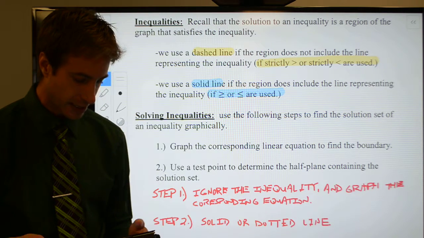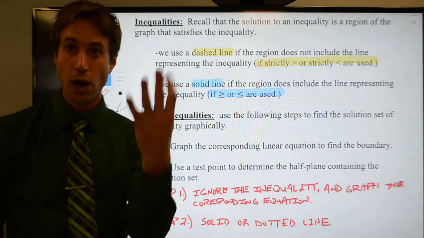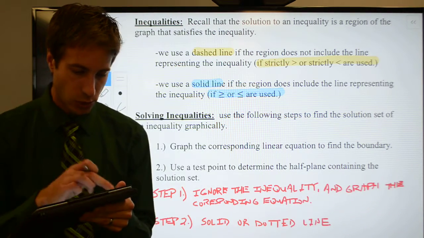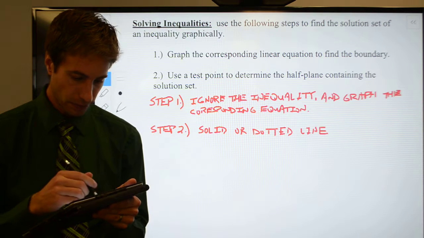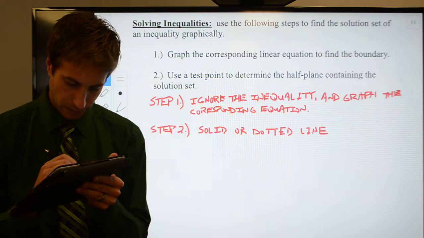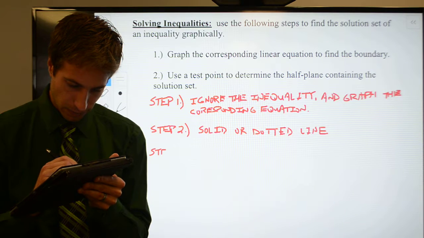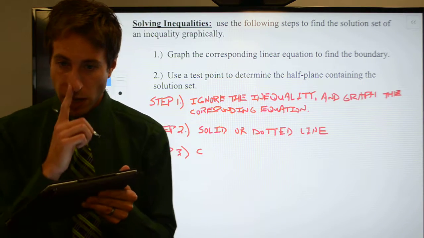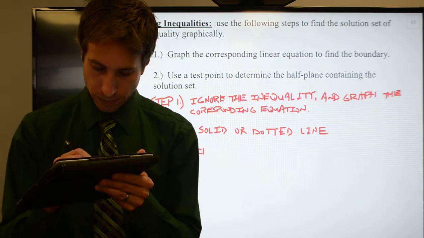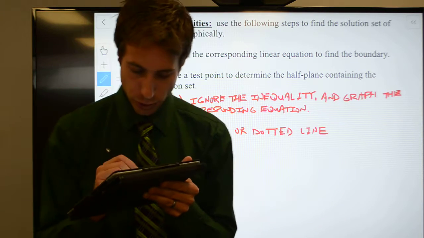Okay, so let's go back to this. We've now gone through 2 of the 4 steps. So what's the next one? Step number 3: you will need to choose a test point.